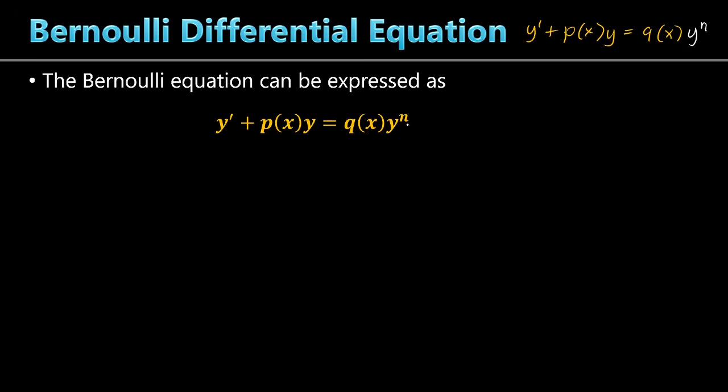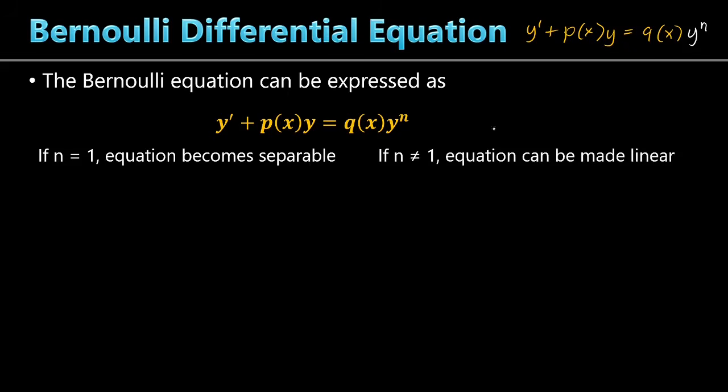Now, depending on the value of n, we can solve this DE. If n is equal to 0, then y raised to 0 is 1, and this would give us the first-order linear DE, right? Now, if n is equal to 1, then the equation becomes separable. Okay? But what if n is not equal to 1 and also not equal to 0? Then we can make this equation linear using a simple substitution. And using the method of solution for the first-order linear DE, we can now solve the differential equation. Okay? So how do we do this?